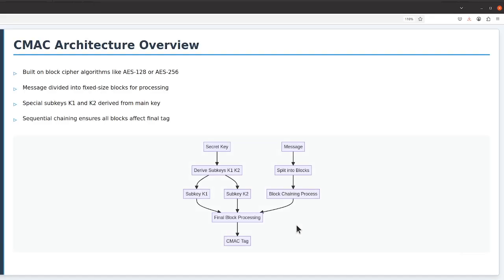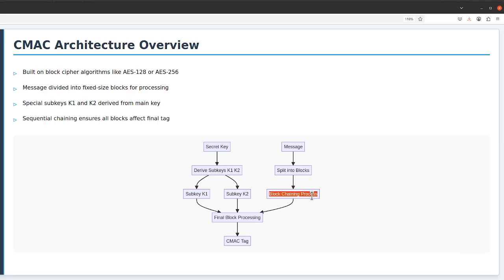CMAC Architecture Overview. Now let's look at how CMAC specifically works at an architectural level. CMAC is built on top of block cipher algorithms, most commonly AES with 128-bit or 256-bit keys. The fundamental idea is elegant. We are going to use a block cipher in a special chaining mode to process the entire message and produce a fixed-size authentication tag. The process begins with the message being divided into blocks. Each block is typically 128 bits for AES. The CMAC algorithm processes these blocks sequentially in a specific pattern.